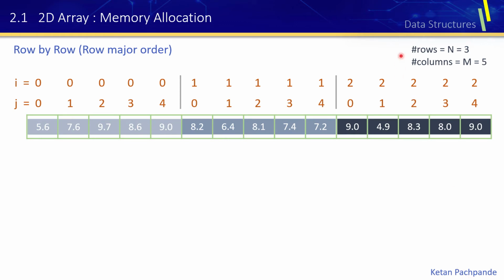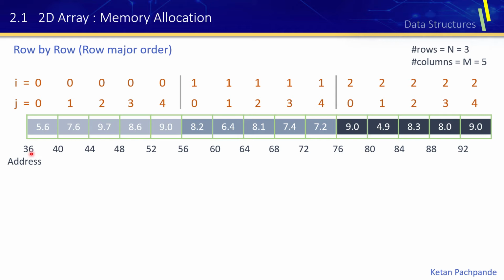So let me say that the total number of rows is capital M, here 3, and the number of columns is represented by capital M, in this example 5. Now let's assume that this 1D array is loaded in memory starting with the address location 36.